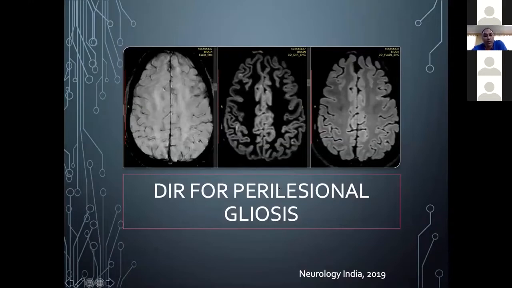And also one more value of using an inversion recovery method is that it can depict the perilesional gliosis very well. For example, in this particular case, you can see that there is a very small lesion here, and you can barely see the signal abnormality on a flare image, but you can actually see multiple areas of signal changes on the double inversion recovery. So perilesional gliosis or a signal abnormality or an edema can be very well identified using this particular technique.